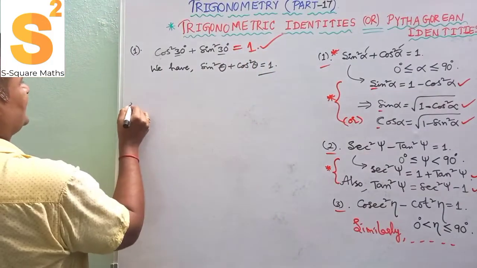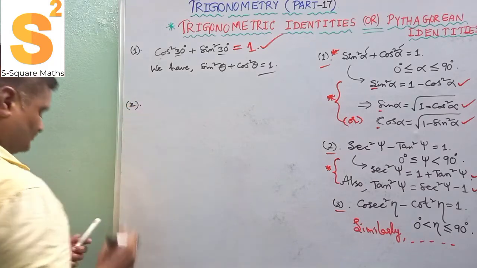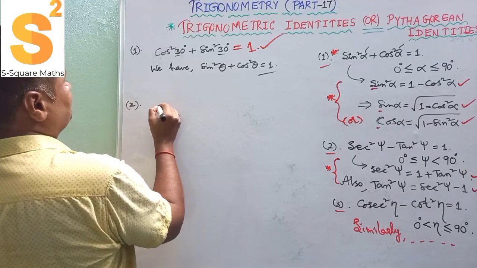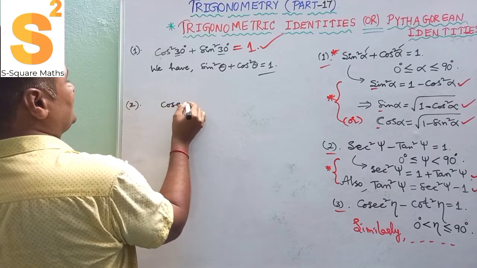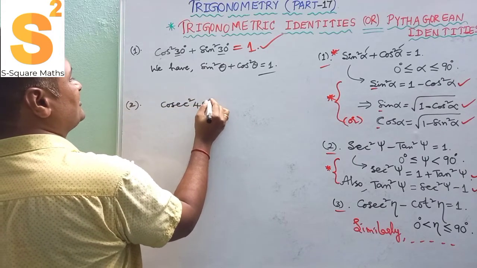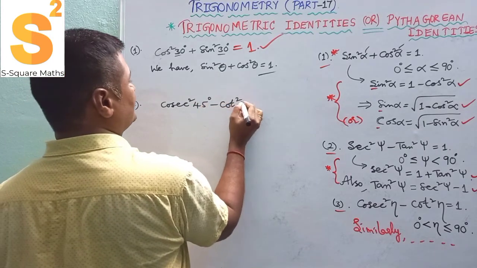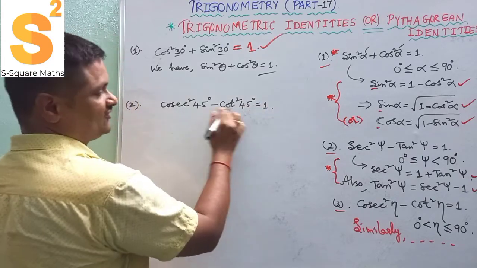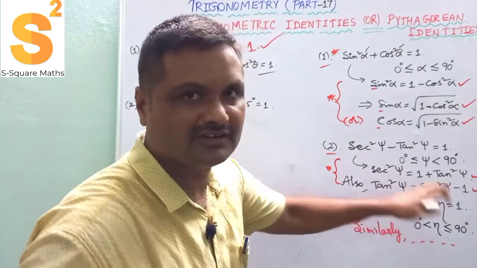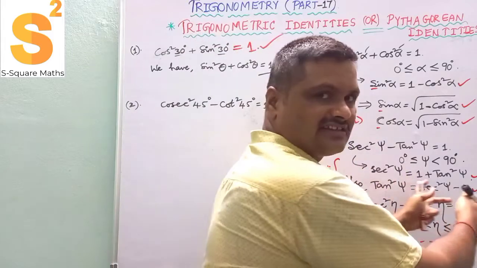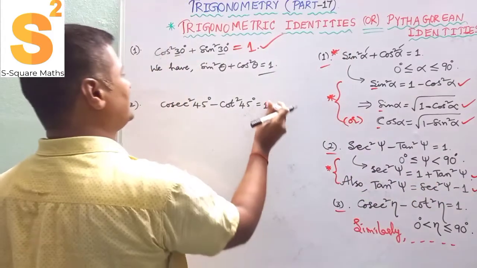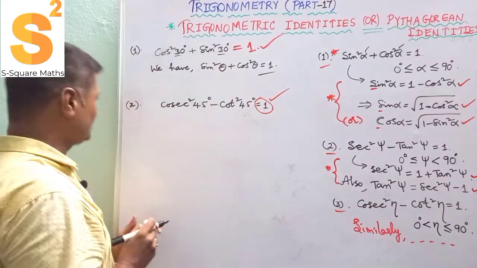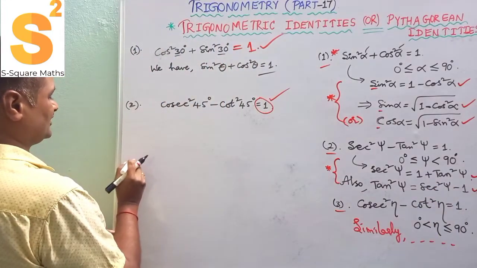Next, coming to the second one here. So what is the second one I can write here? Cosec square 45 degrees minus cot square 45 degrees. So this is in the form of again our third identity. If you remember, just by seeing the question you have to get this idea. So nothing but directly I can write this as 1. So that's why I have written it directly. Okay. So next, coming to the third one.